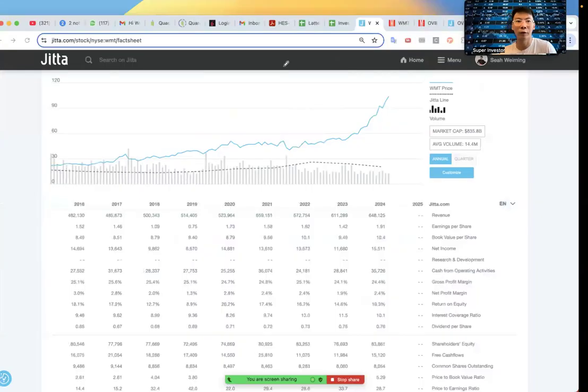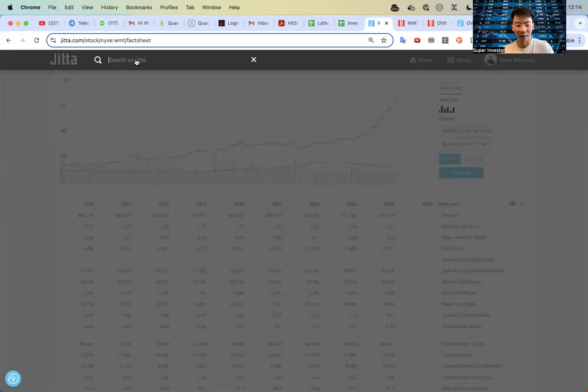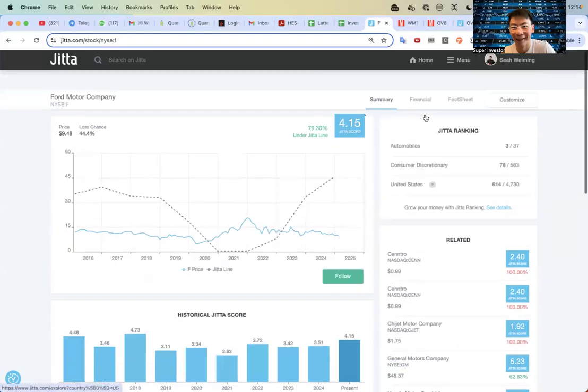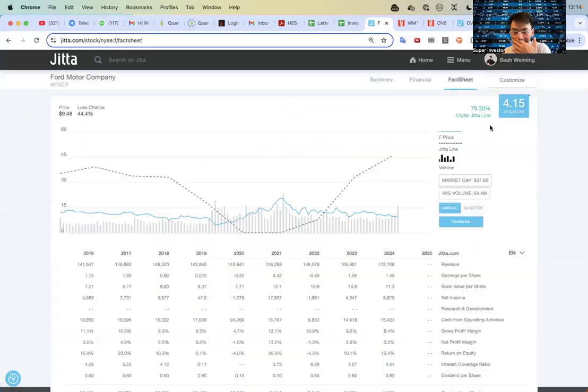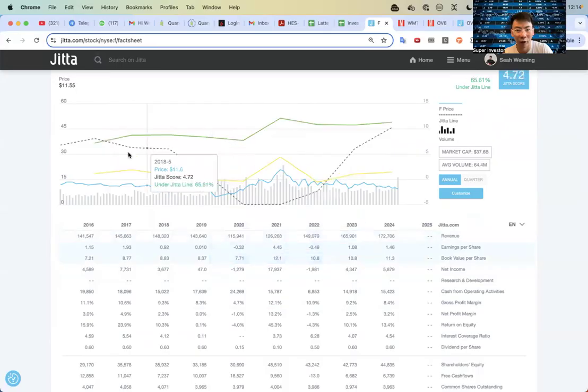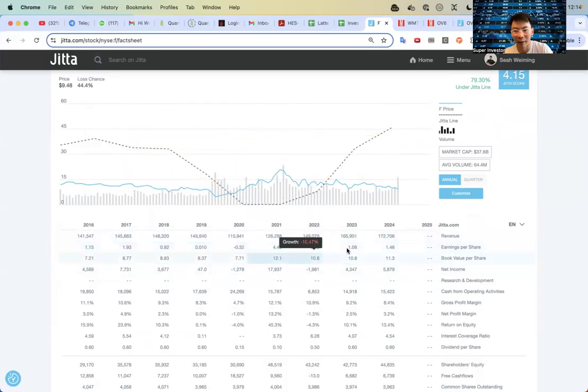If a company is not even profitable, let me see, is there any company I can think of that's not profitable? Let's take a look at Ford Motors. You can see Ford Motors, the earnings per share, it is not as stable. Book value per share, okay, pretty decent, flat line. But generally, we want companies that are making more and more money.